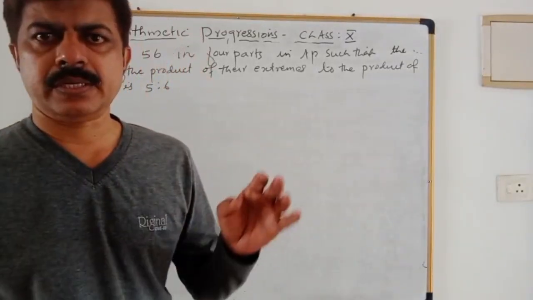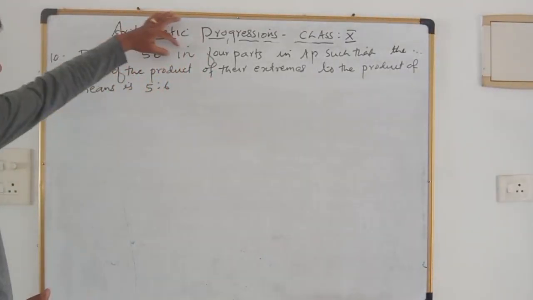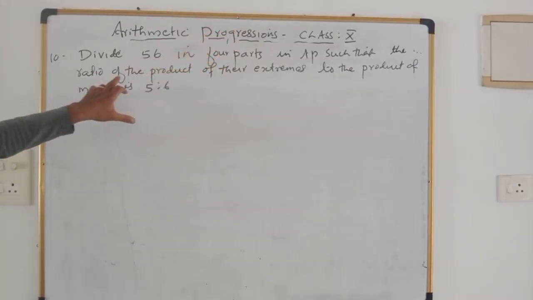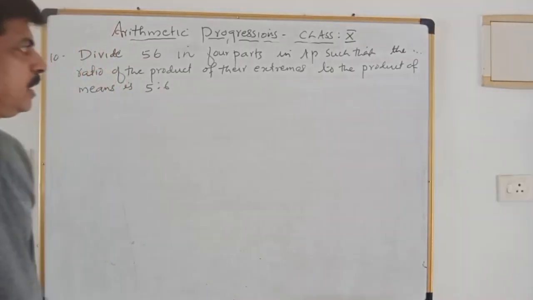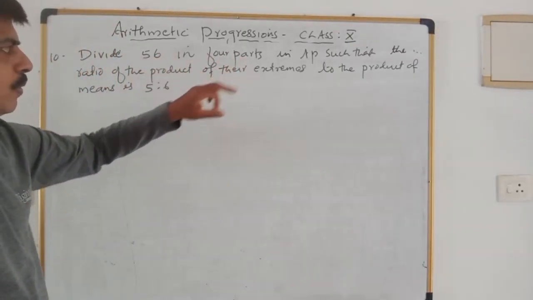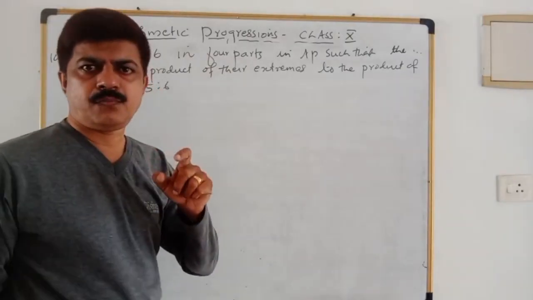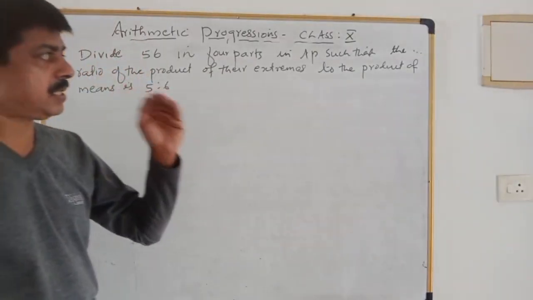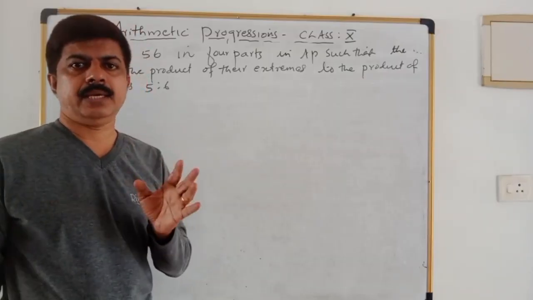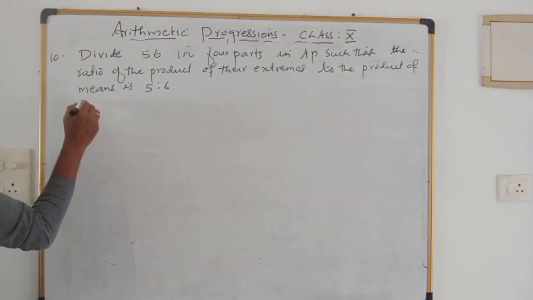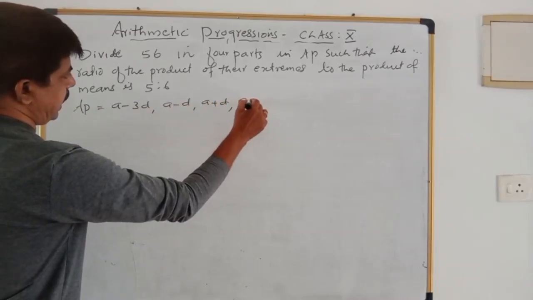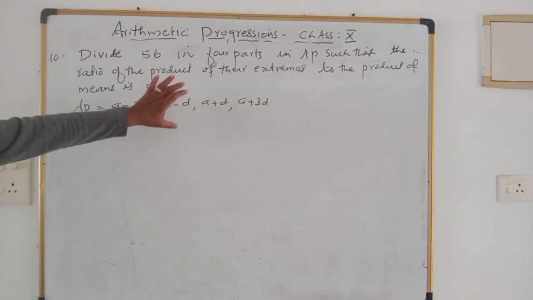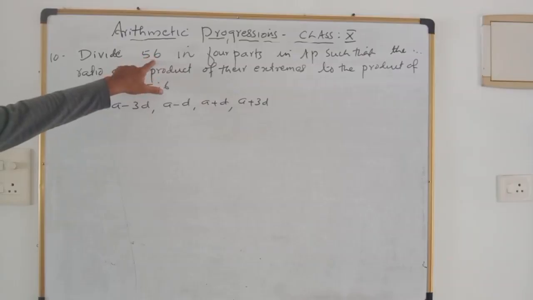Okay, here is our last question from this topic. Divide 56 in 4 parts in AP such that the ratio of the product of their extremes to the product of their means is 5:6. This 56 has to be divided into 4 parts. How will you divide a number into 4 parts in such a way that the 4 numbers form an AP? The numbers in AP are a minus 3d, a minus d, a plus d, a plus 3d. These are the 4 numbers taken when we divide 56 in 4 parts.